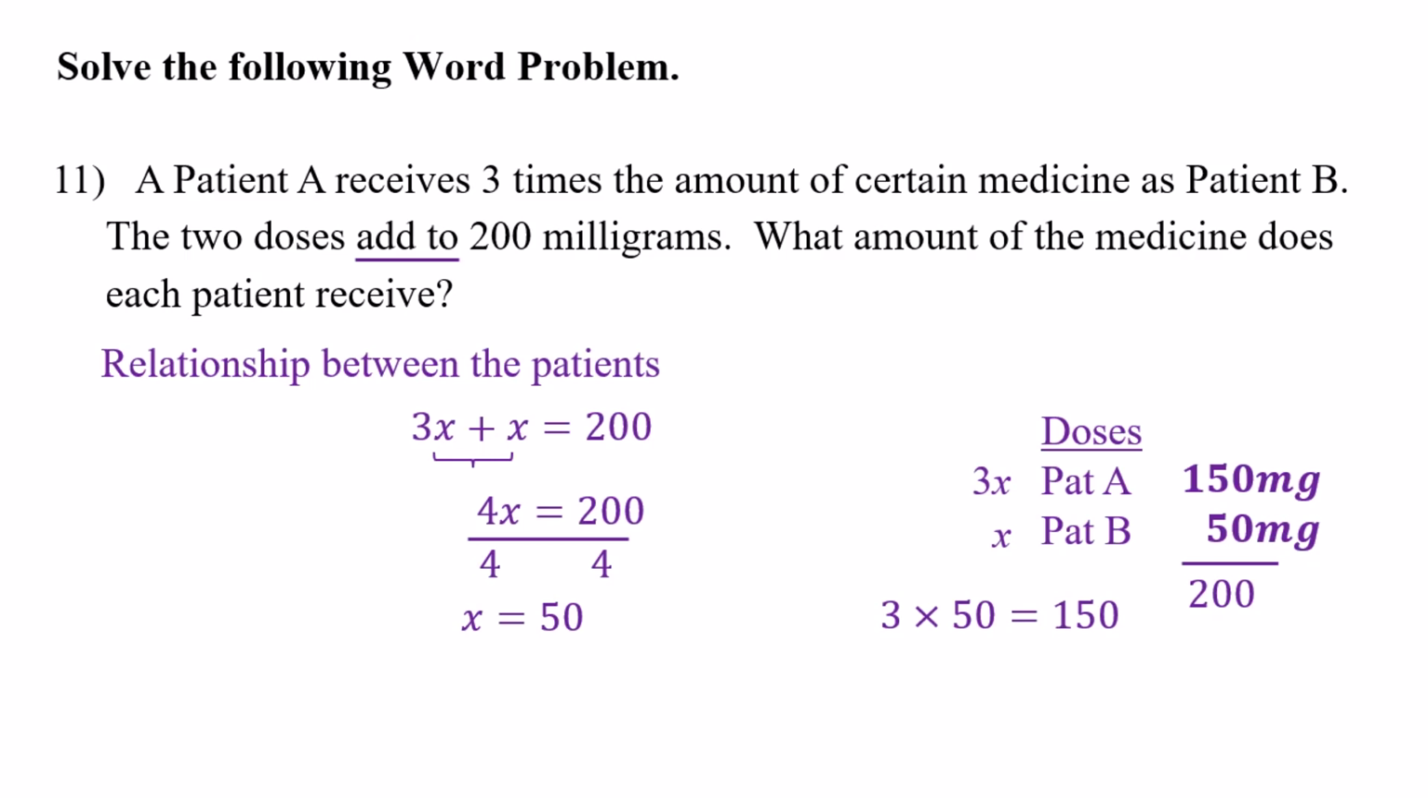Patient A's dose is described in terms of patient B's, 3 times as much. So it depends on x. Then we write patient A equals 3x and patient B equals x, then the total we get 3x plus x equals 200. Rule to remember: pick x to represent the value that is not described in terms of anything else. Once we have that, we can build an equation and solve it. Here 4x equals 200, so x equals 200 divided by 4, which is 50 milligrams.